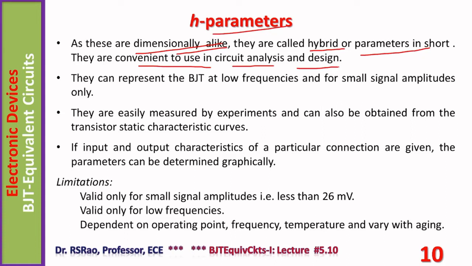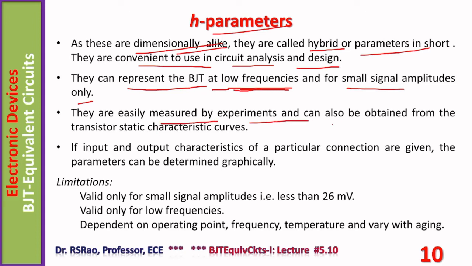Once those devices are replaced by equivalent circuits which are linear, the total circuit becomes linear, and one can use all those laws to analyze, and also, if necessary, to design. So equivalent circuits are highly useful and essential too. They can represent the BJT at low frequencies. This point is specific to H parameters. H parameters are low frequency equivalent circuit parameters, and for small signal amplitudes only. So H parameters are basically low frequency and small signal equivalent circuit parameters.